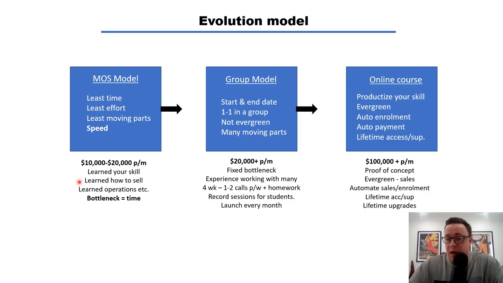Also, you've learned how to sell. Selling the MOS model is probably the easiest in some cases, but also a little bit difficult in others because you've sort of got to convince your client of how the MOS model works. And again, I'm not going to talk about pricing and how to do the MOS model here. I've had other videos about that, but for now, you've learned your skill, be very happy about that. You've learned how to sell, which is really important for a therapist or a coach, especially with this evolution model.